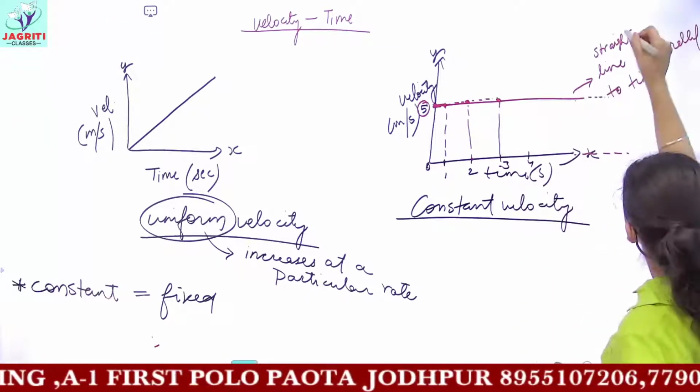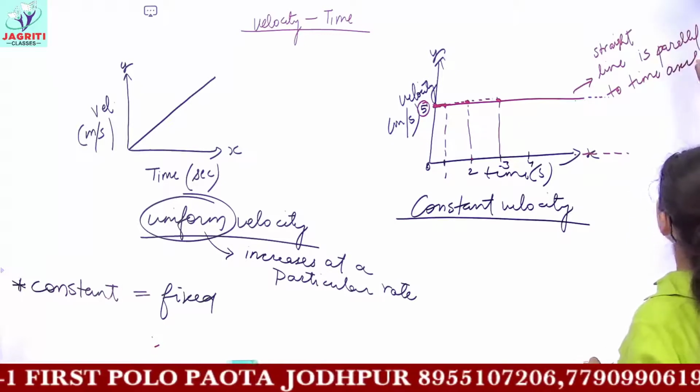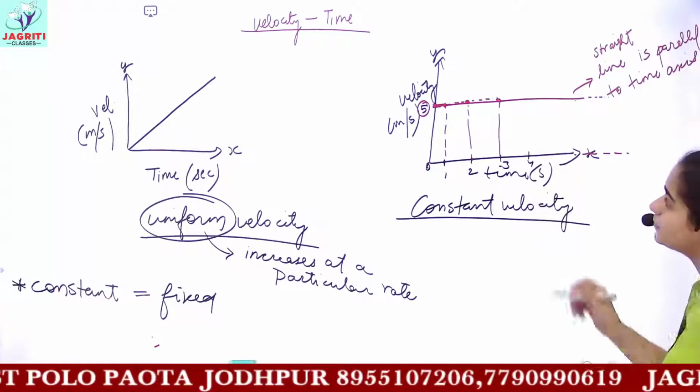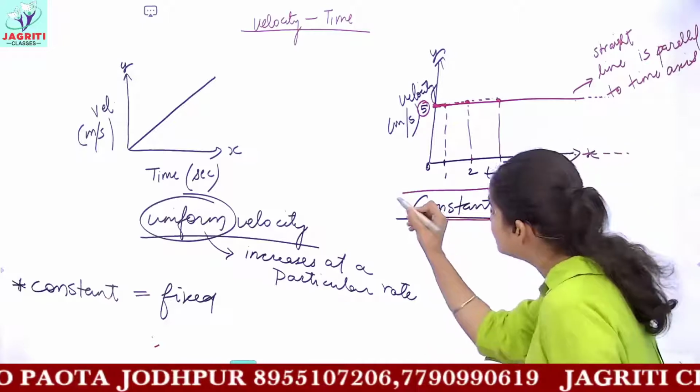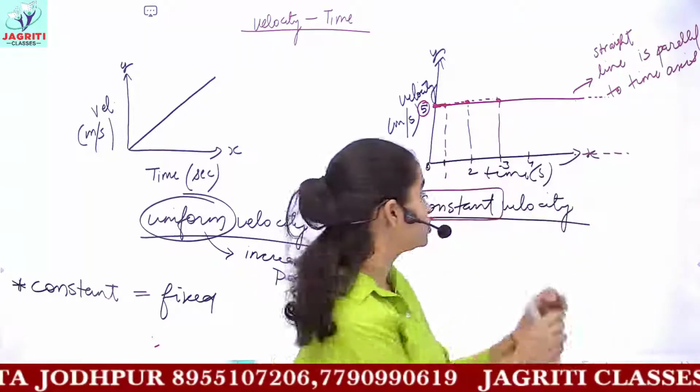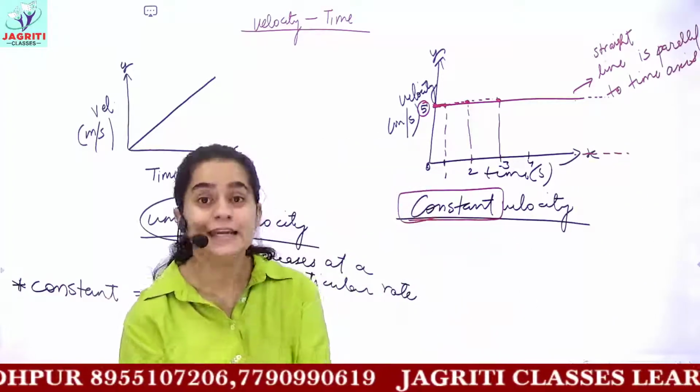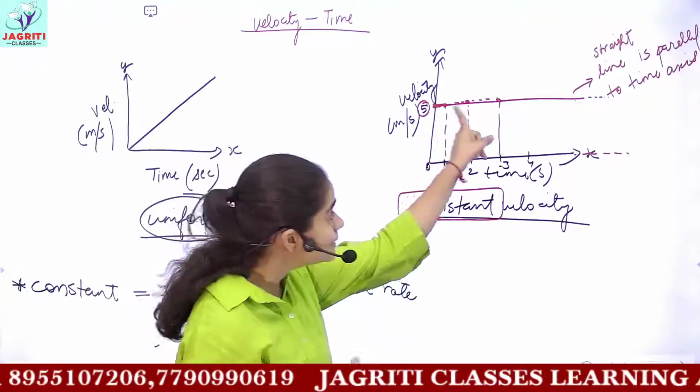So this graph is a straight line parallel to the time axis, and such a graph shows you that the object is moving with fixed velocity, which is called constant velocity. That is, the velocity of the object is not changing.